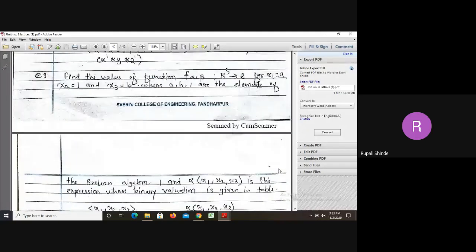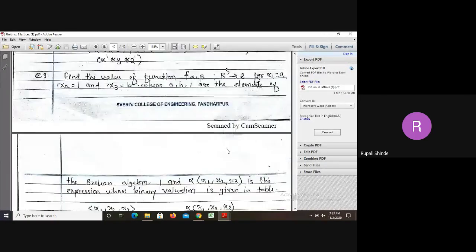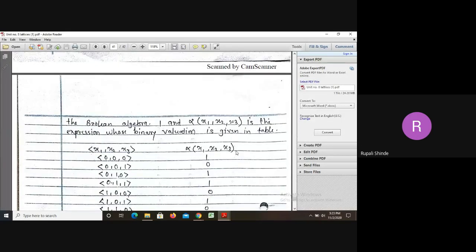Okay, before that, we will see this example. Just one example is remaining. Find the values of function f, which consists of alpha and beta, defined as beta cube tends to beta, for x1 equals a, x2 equals 1, and x3 equals b, where a, b, and 1 are the elements of Boolean algebra. This function alpha is the expression whose binary evaluation is given in the table.